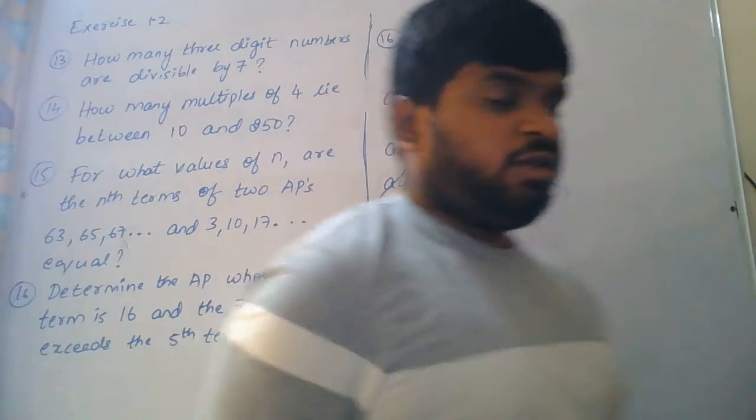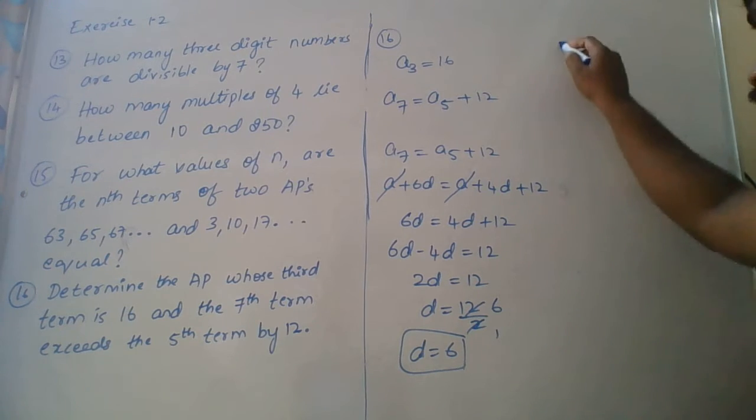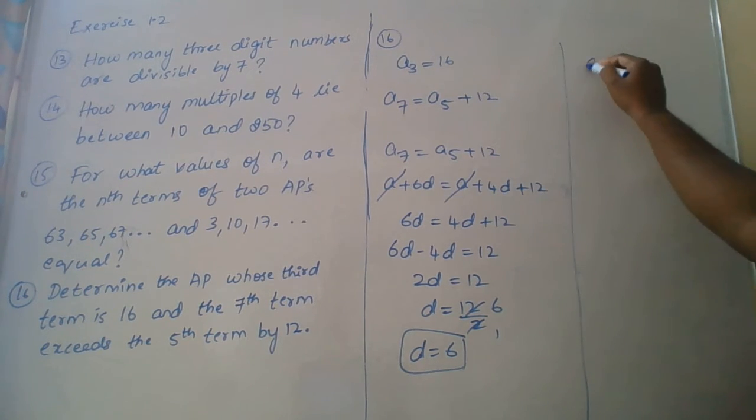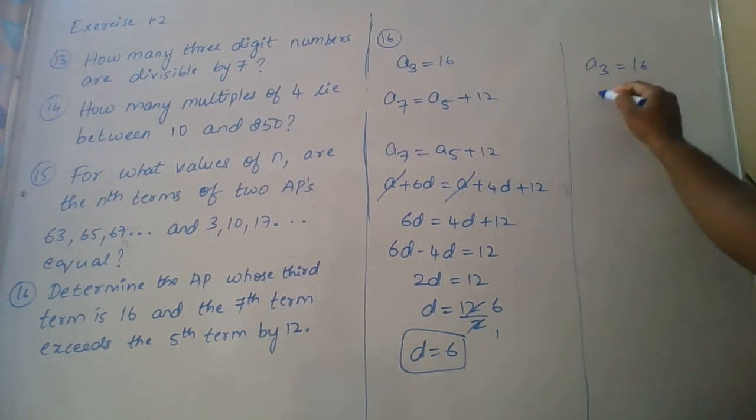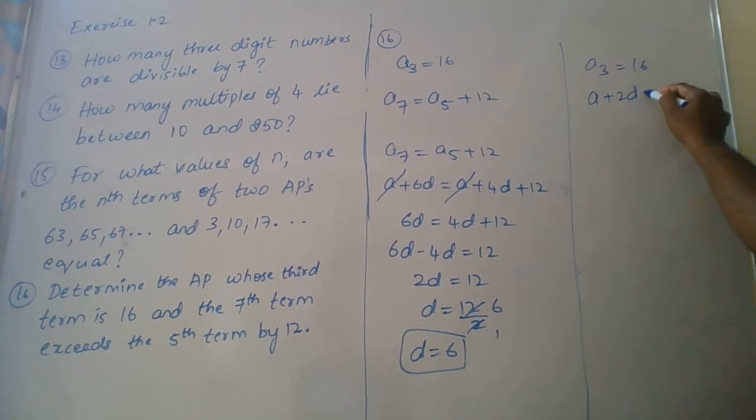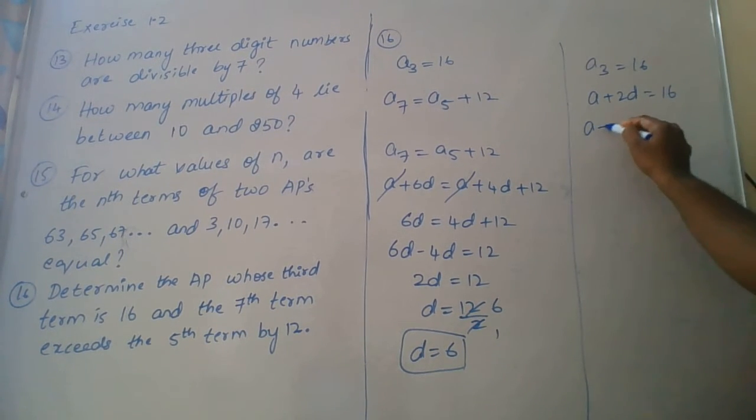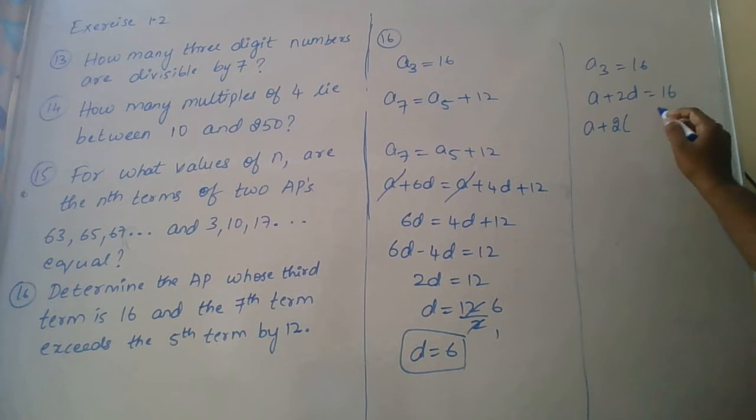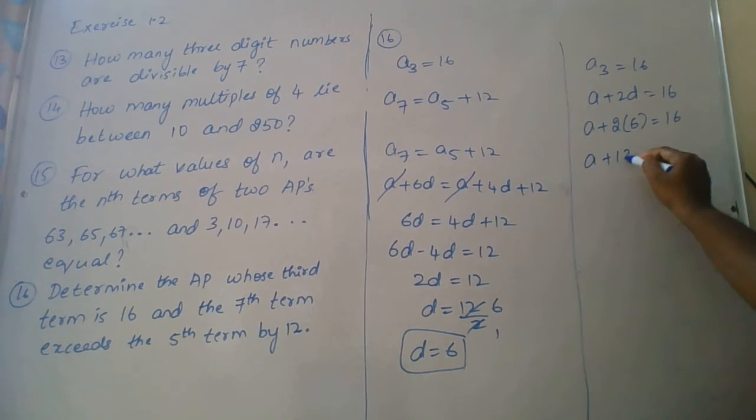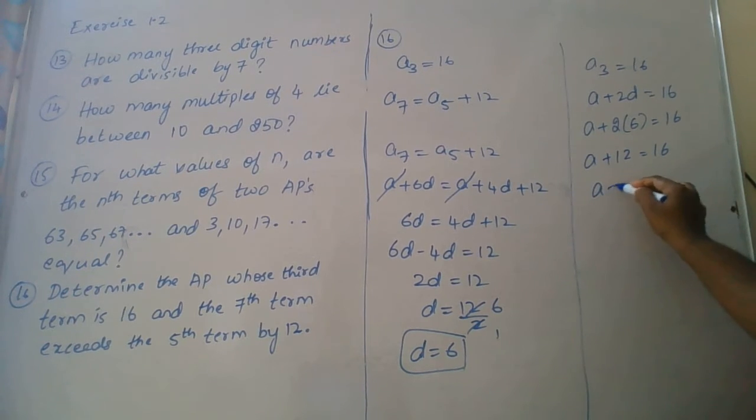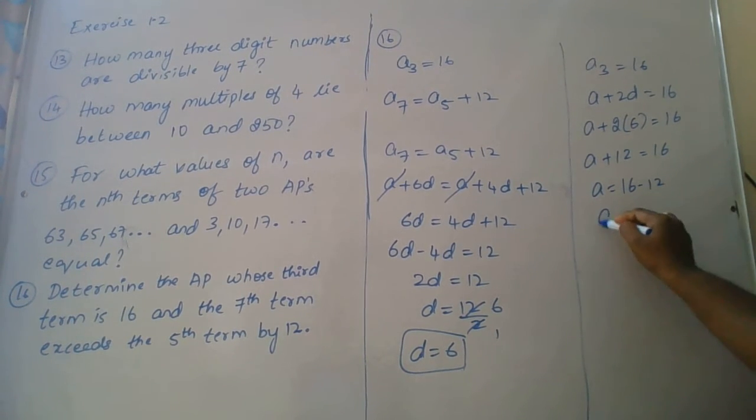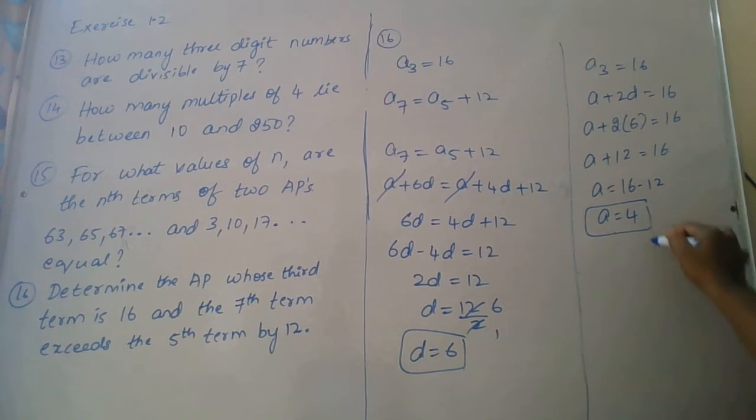Once you get the value of D, you can find A. How do you find A? Take this equation. A3 is 16. A plus 2D is equal to 16. 2, D value is how much? 6, equals 16. A plus 12 is equal to 16. Therefore, A is 16 minus 12, which implies A is 4.